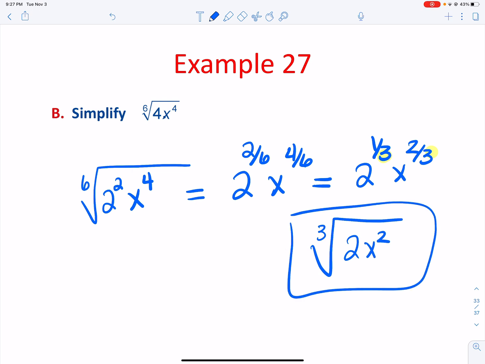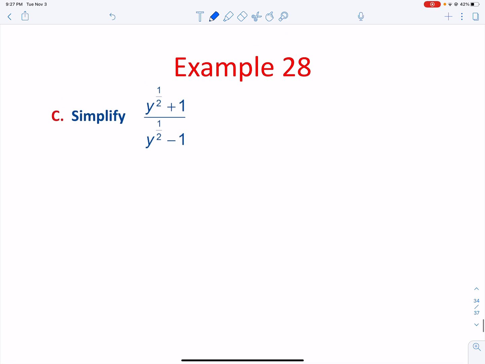I am done. Again, how are you going to be able to figure these out? I would strongly suggest doing your homework. Okay, on this one, it might help you.